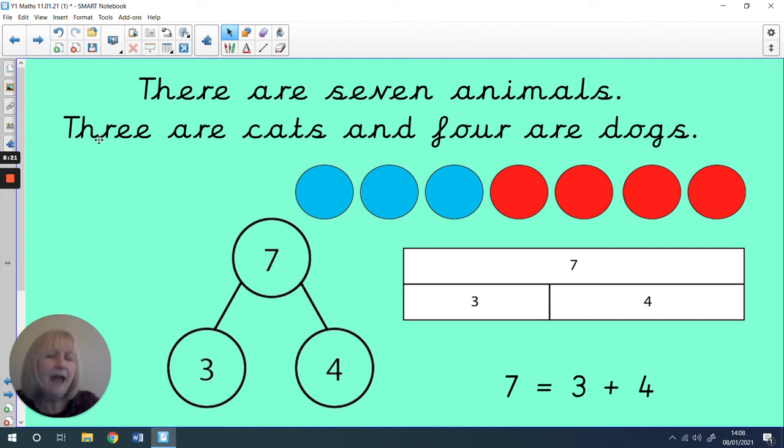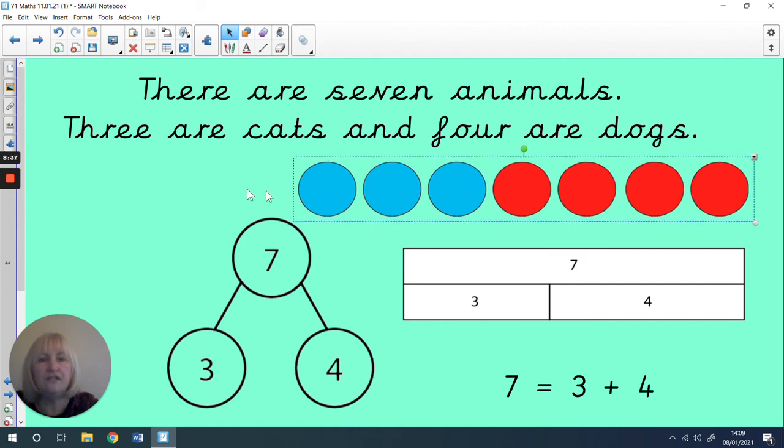There are 7 animals. Here's a little bit of a problem for us. There are 7 animals. 3 are cats and 4 are dogs. So maybe these 3 here, 1, 2, 3, these 3 blue ones might be the cats, and these 4 red counters we could pretend are the dogs. So here's the cherry diagram. 7 in total, 3 and 4. There's the 3 cats, there's the 4 dogs.